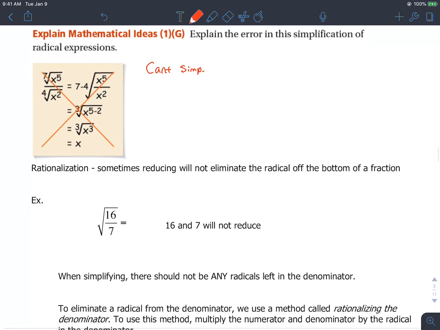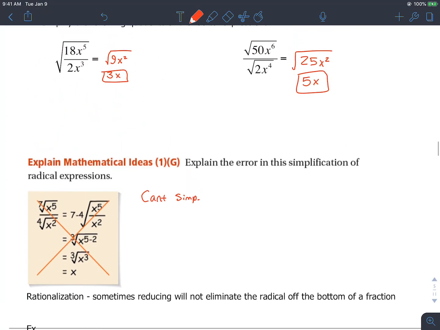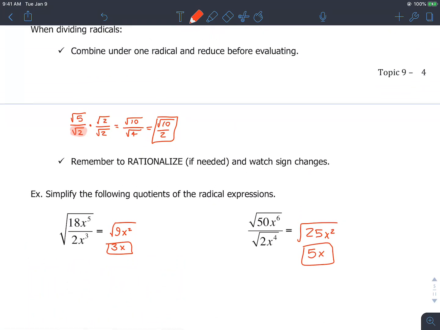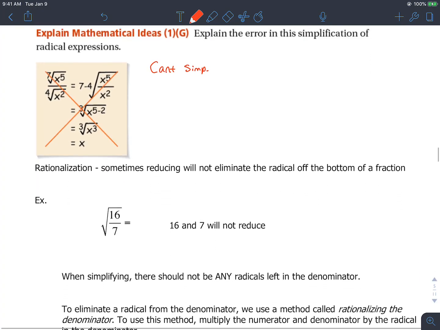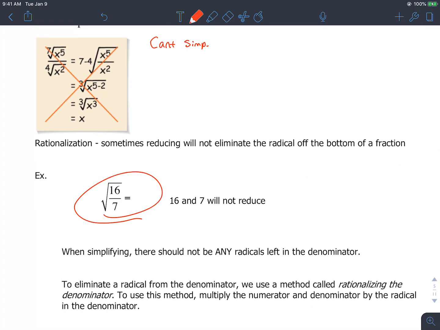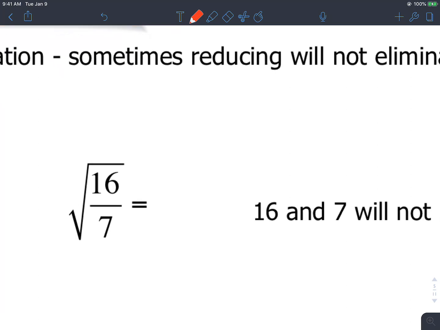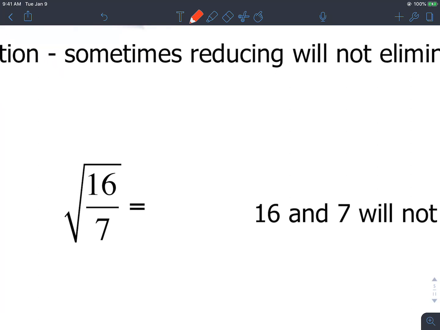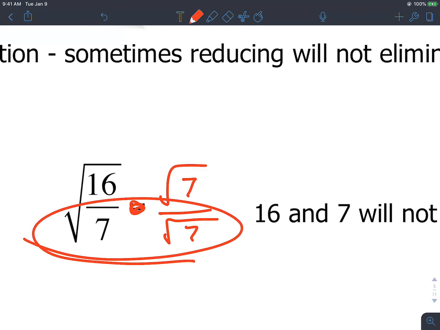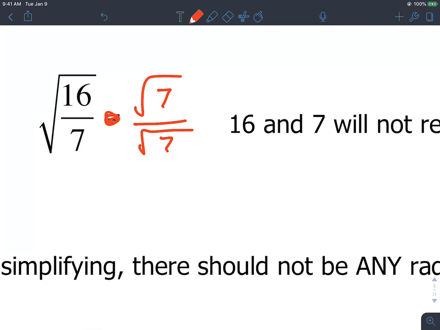Let's see here. Rationalizing. Sometimes reducing will not eliminate the radical on the bottom of a fraction. So this is kind of like the example I showed you up here at the top when I was talking about rationalization. Like this example right here, you can't divide 16 and 7. So we would have to actually rationalize this. So we'd multiply the top and the bottom by the square root of the bottom number. And the whole idea is we're trying to make this denominator a perfect square. So if we can do that, we're going to be in good shape.